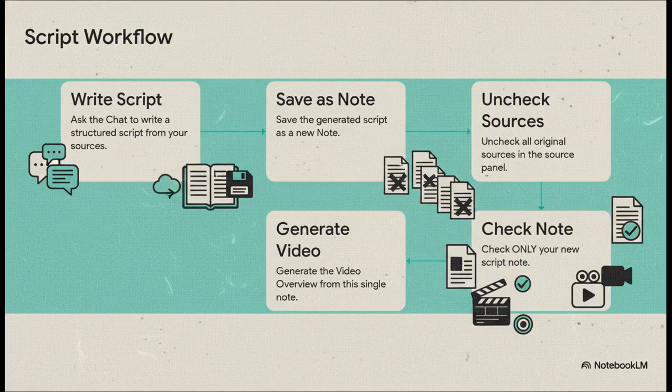And the workflow is so simple, but it works like a charm. First, you just ask the chat to write a script from your sources. Easy enough. Then save that script as a brand new note. Now, here's the magic trick. You go into your source panel, you uncheck all of your original documents, and you select only your new script note. That's it. When you generate the video now, the AI has no choice but to follow your script perfectly.